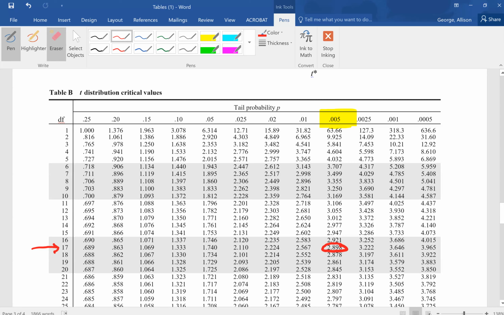So when we're finding our t star, again, we need our degrees of freedom, which is 1 smaller than our sample size. And then we need to figure out our tail probability. So we subtract our confidence level from 1, and then divide that answer by 2. All right, so we're going to end up with 2.898.